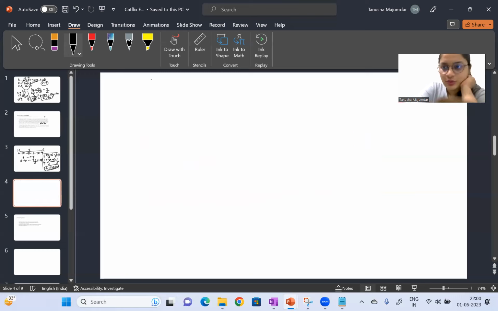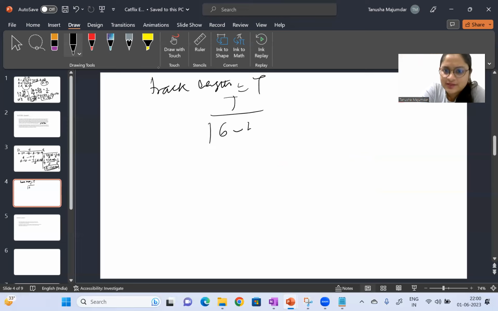Okay, so what do we know? We know that the track length is T. What is the time taken to meet for the first time? I'm sure this is a concept that you know of. So the time taken to meet for the first time is the track length divided by the relative speed. So what is the relative speed? It's T divided by mod of 6 minus b, which means that it can either be 6 minus b or b minus 6. So that's the time taken to meet for the first time, right?